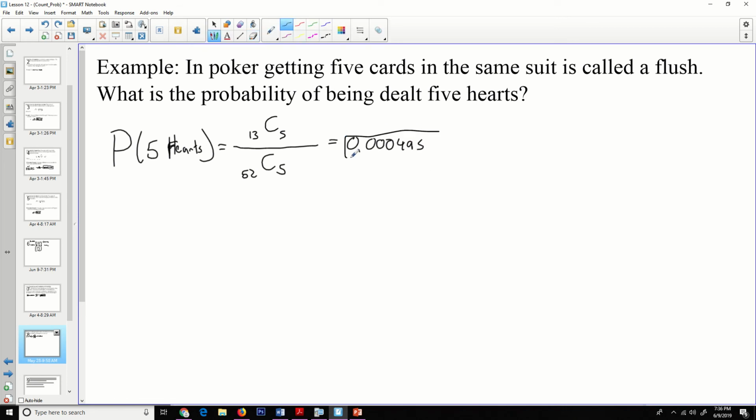And to be fair, this is the probability that you get dealt a flush. Now, in most games of poker, there are ways that you get more cards. You can either discard a couple, or if you're playing like Texas Hold'em, you're actually playing from 7 cards. And so playing from 7 cards certainly increases your chances of getting a flush.